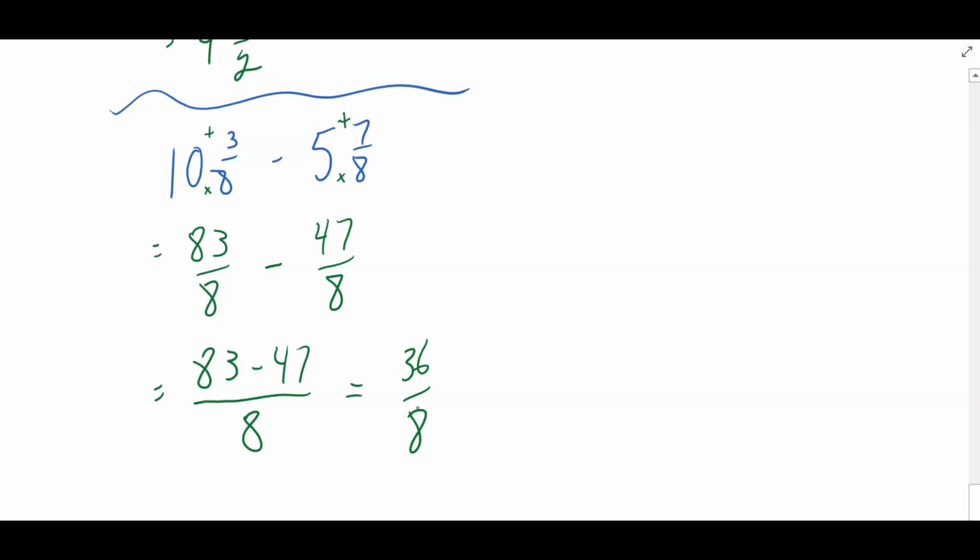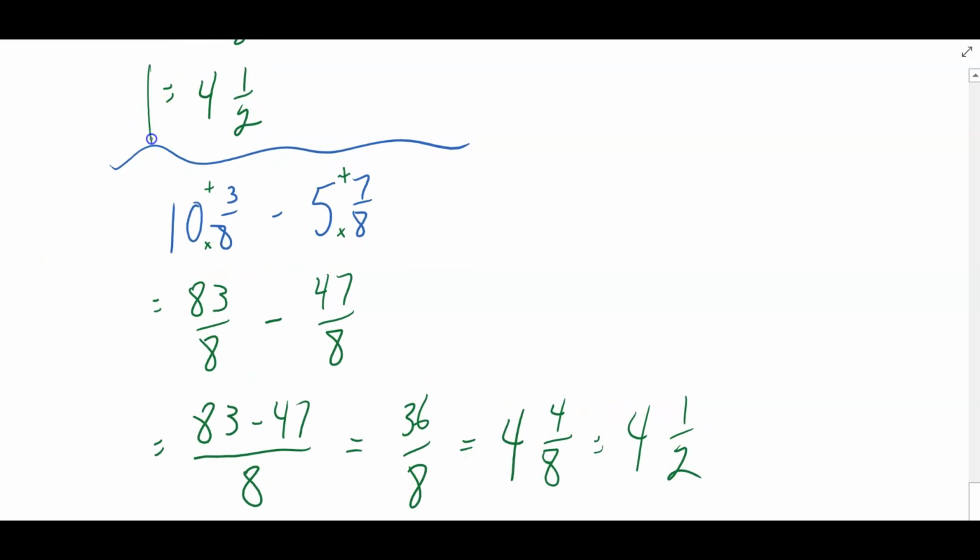And so ask yourself, how many times does 8 go into 36? 8 times 4 is 32. That's the closest. 36 subtract 32 is 4/8, or 4 1/2. And the same result as we had the other way.